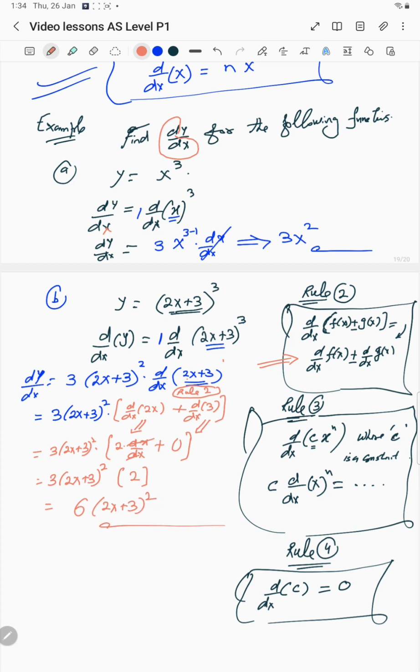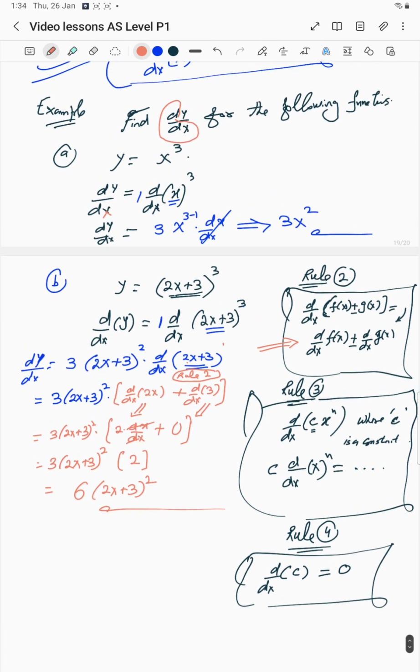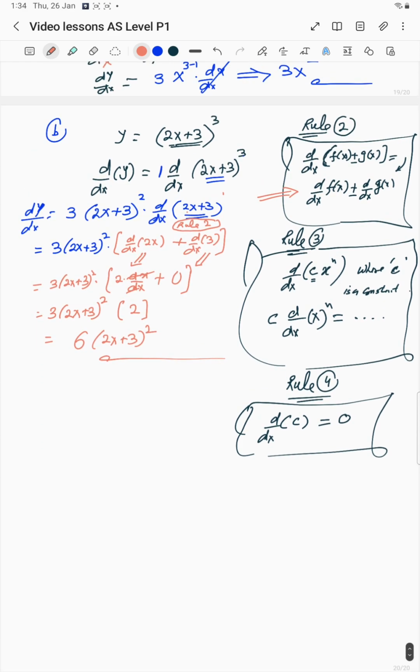I hope you got it, but let's see if you are a little confused somewhere. By applying these 4 rules, we will solve more practice questions. Suppose in part C, you have y equal to 1 over x power 3 and you are looking for dy by dx.